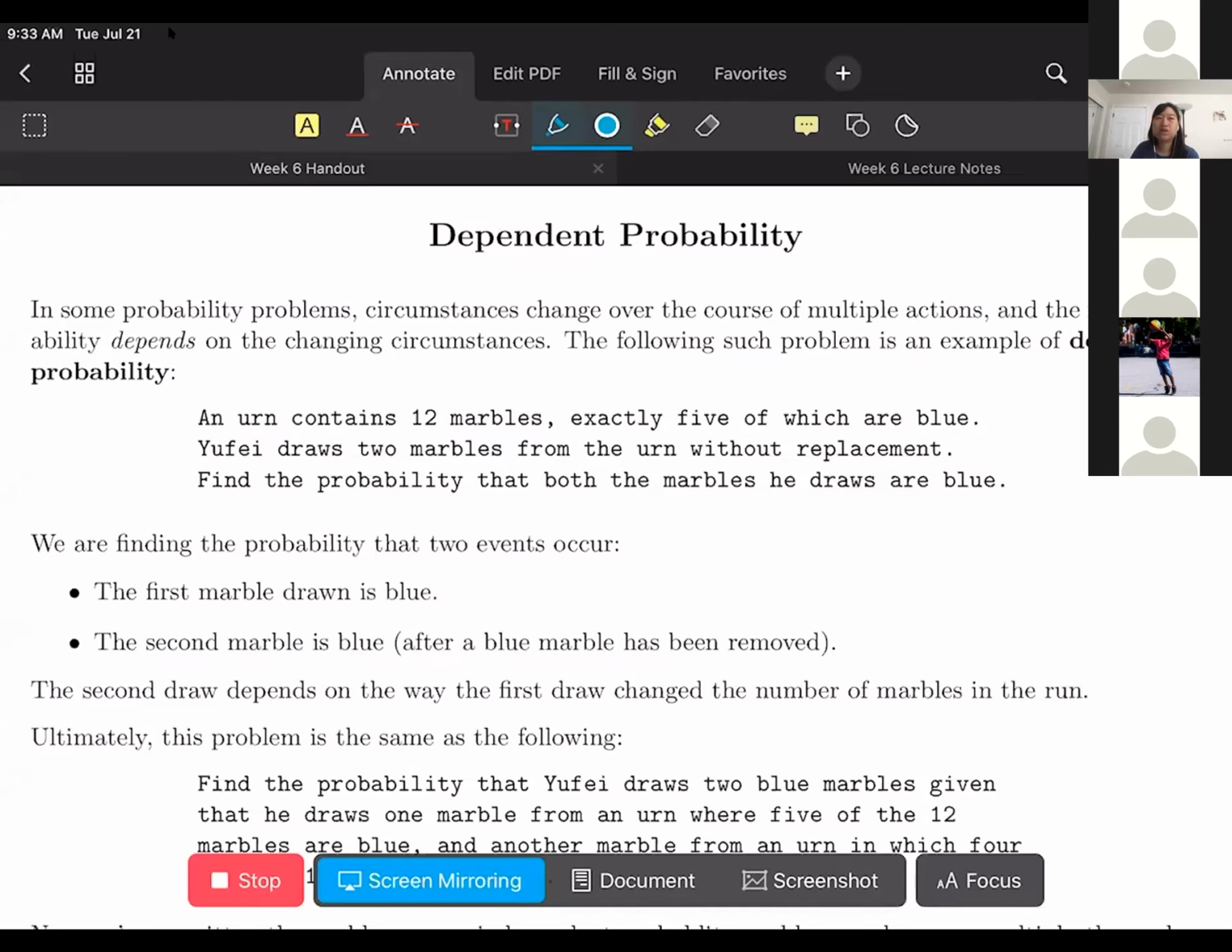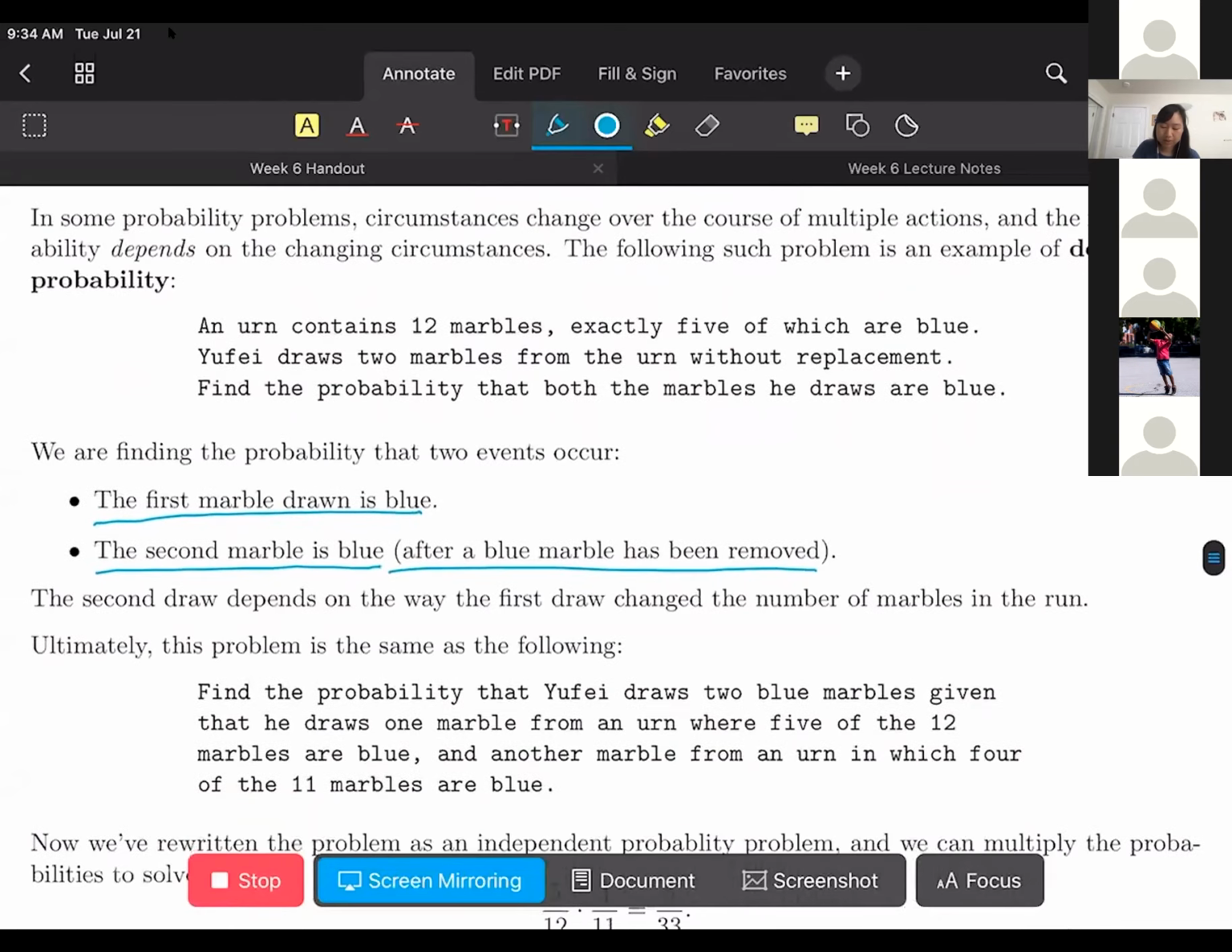Let's say an urn contains 12 marbles, exactly 5 of which are blue. Yufei draws 2 marbles from the urn without replacement. Find the probability that both the marbles he draws are blue. So there are 2 events that occur. The first event is the first marble is blue, and the second event is the second marble is blue, but after a blue marble has already been removed. So the second draw depends on the way that the first draw changed the number of marbles in the urn.